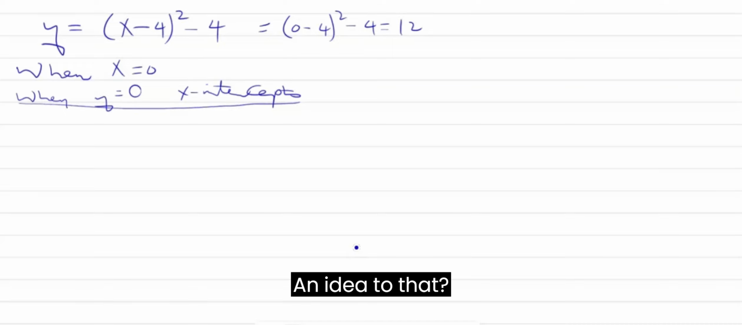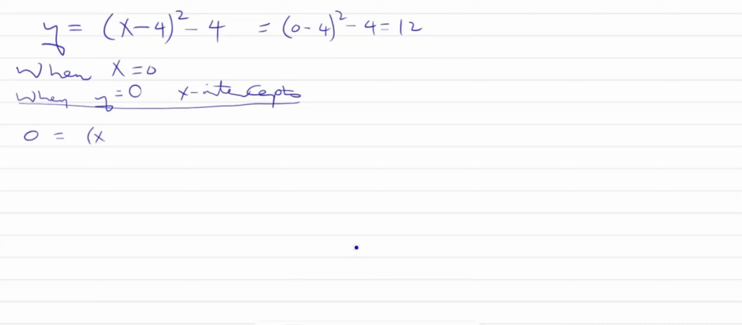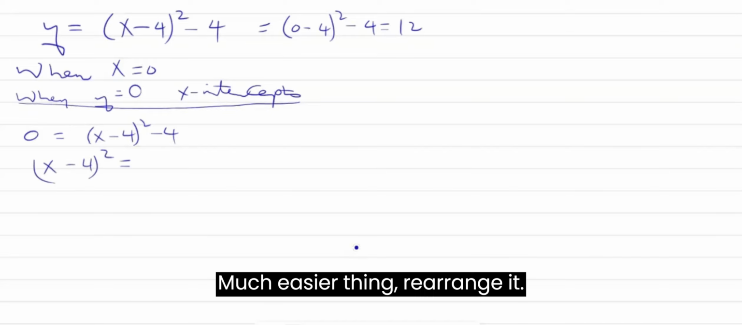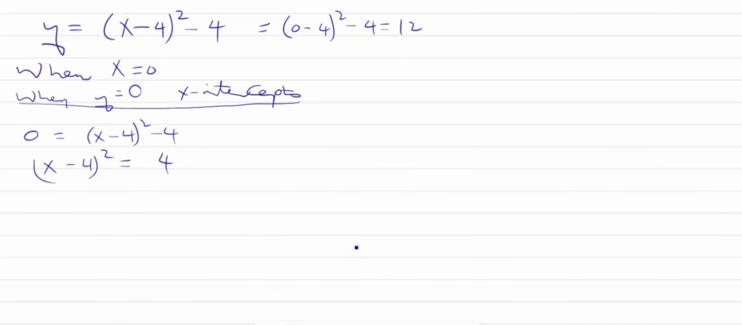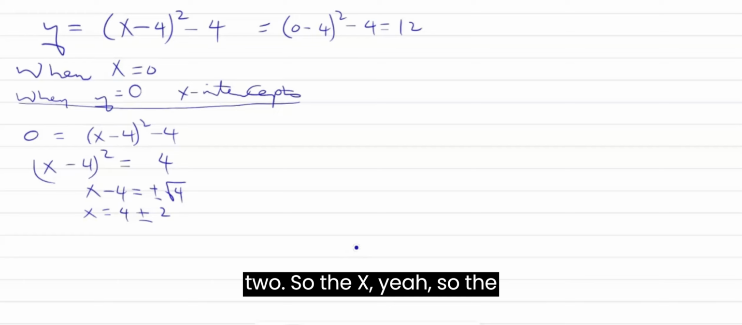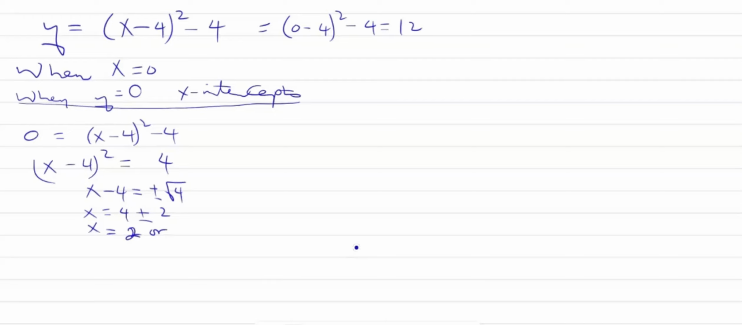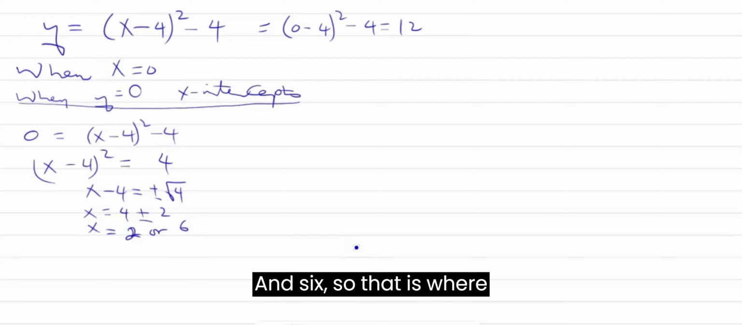When y equals 0, we find the x-intercept. I set it to zero and take the 4 to the other side. It's much easier if we rearrange it. So x minus 4 is the square root of 4, plus or minus 2. Taking the 4 to the other side, the x-intercepts are 2 and 6. That is where the graph sits on the x-axis.